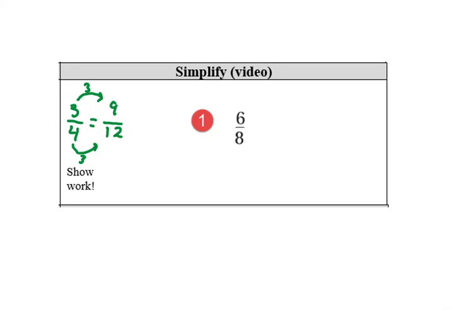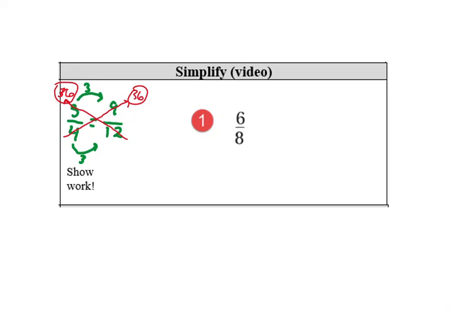Now you can check yourself by cross multiplying, okay? I can go this way. 4 times 9 is 36, and 12 times 3, if I go this way, is 36. Whoops, I blew that. 36. Okay, and as long as these two numbers are the same right here, you have equivalent fractions.